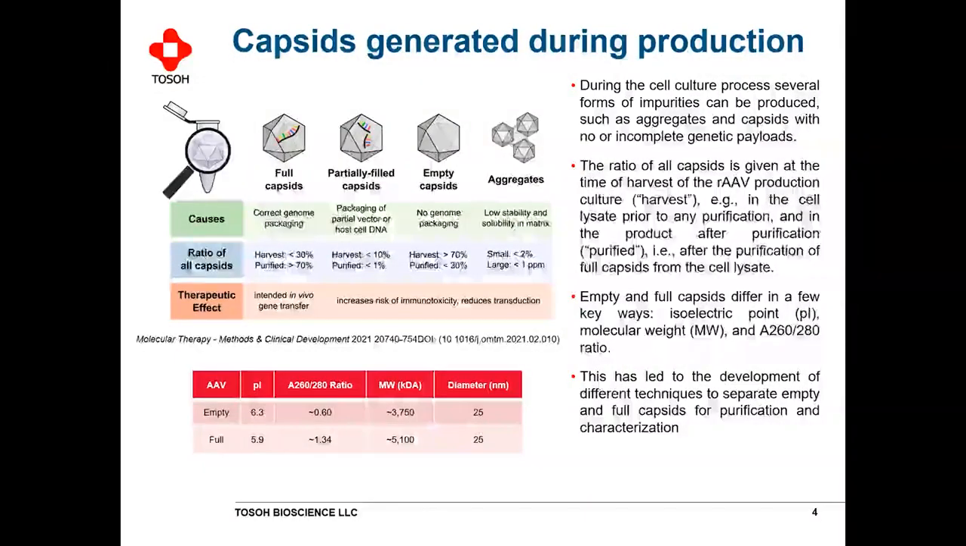During AAV production, several impurities can be formed. These include things like aggregates and partially filled or empty capsids, which do not contain any genetic material. On the left here, you'll see the ratio of the capsids and aggregates that are given at the time of harvest and after purification. Empty and full capsids differ in a few key ways: isoelectric point, molecular weight, and their UV 260-280 absorbance ratio. This has led to the development of several techniques that can separate and analyze empty and full capsids.